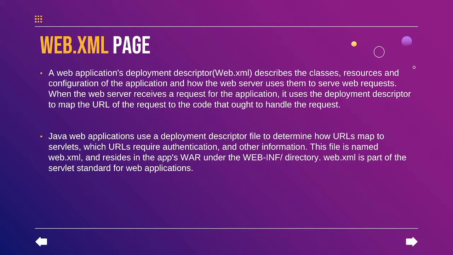Java web applications use a deployment descriptor file to determine how URLs map to servlets, which URLs require authentication, and other information. This file is named web.xml and resides in the WAR under the WEB-INF directory. Web.xml is part of the servlet standard for web applications. So basically, web.xml defines mappings between URL paths and the servlets that handle requests with those paths.